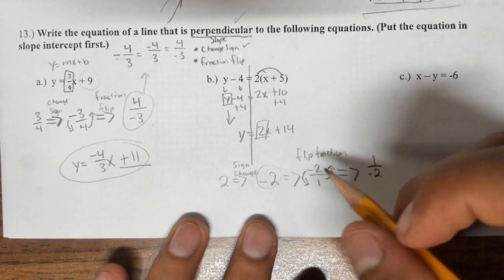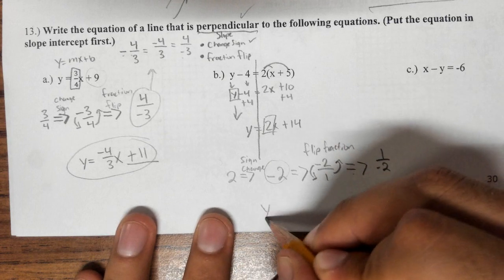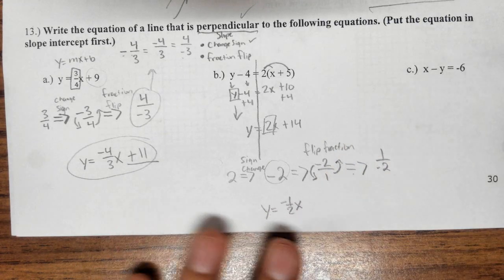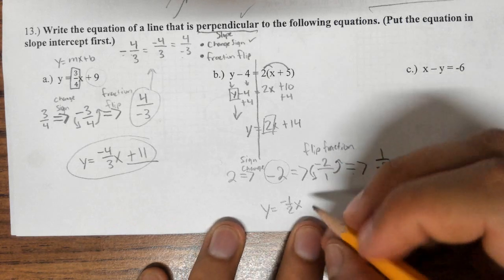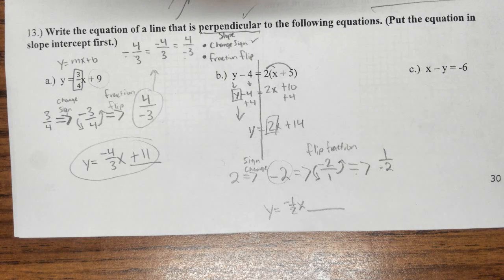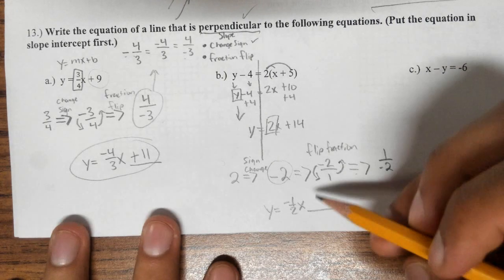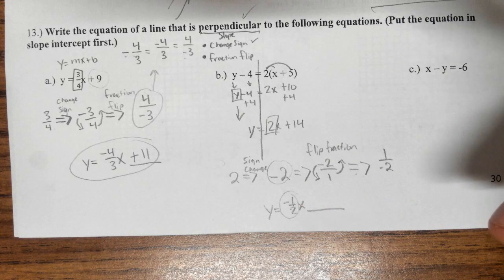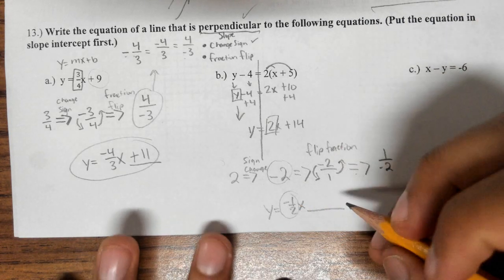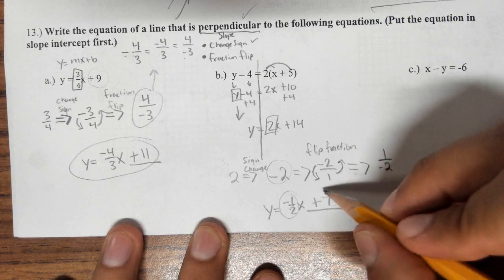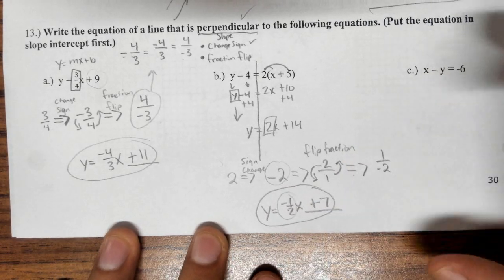So now I can write my equation. My equation would be y equals negative 1/2 x. And then same thing as before. It doesn't matter what you put in here. You can do whatever you want. Again, the important part of perpendicular is going to be that right there. That you flipped it and that you changed the sign. So again, you can put whatever you want. I'll just put plus 7. But there's my equation that's perpendicular.